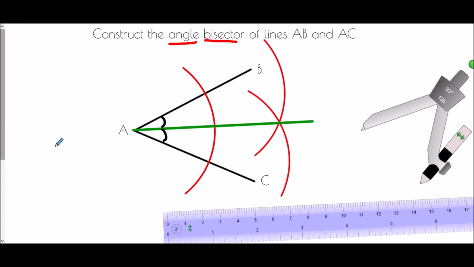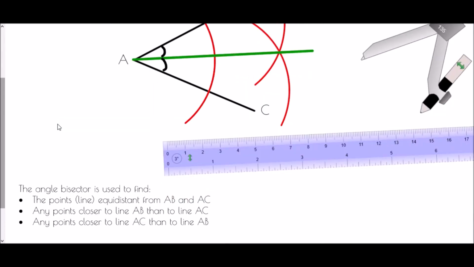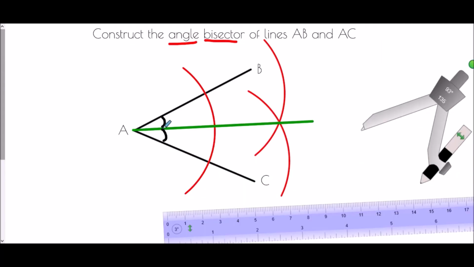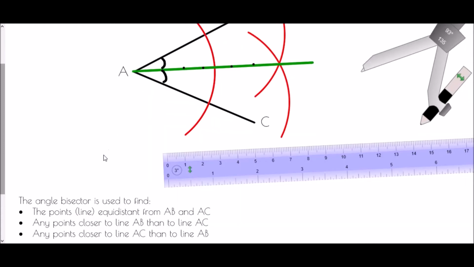Now again, just like with the perpendicular bisector, what is the purpose of an angle bisector? Well, an angle bisector is used to find the points or a line equidistant from AB and AC. And so again, any point on this line would be exactly the same distance from this line as it is from this line. It's used to find any points closer to line AB than AC, or any points closer to line AC than to line AB.